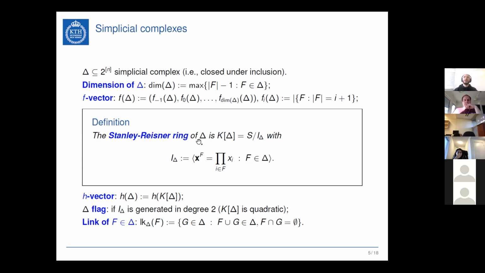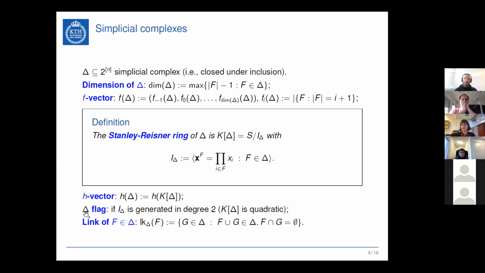What we can do is associate to delta a square-free monomial ideal, I sub delta, and this square-free monomial ideal is generated by all the products of variables which are supported on something that is not a face of delta. So here's the first typo of the day. There's going to be more. Hopefully not. So those are products of variables, and the index runs through all faces which are not faces of delta. And I define the h-vector of delta, the h-vector of the Stanley-Reisner ring of delta. So these are the coefficients that you see in the numerator of the Hilbert series of this algebra.